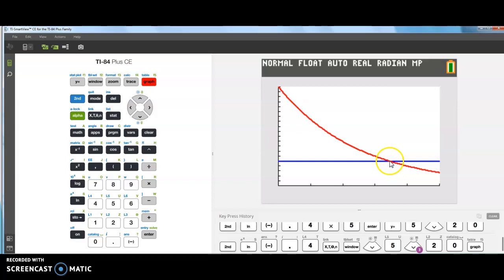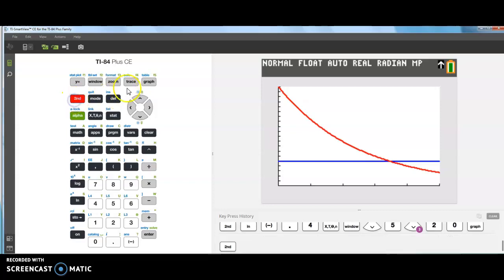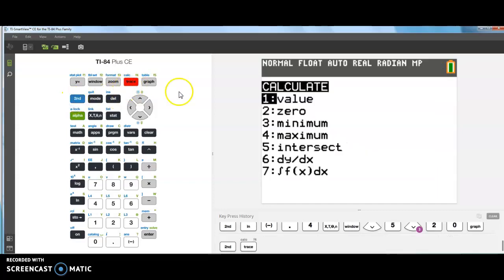I can see that those two will be equal right here, where they intersect, and my calculator will find that point for me. So whenever I want my calculator to do some math, I have to use this calculate menu up here. It's written in blue, so I'm going to get there by using the second and then the trace button. I want it to calculate where those two functions intersect.